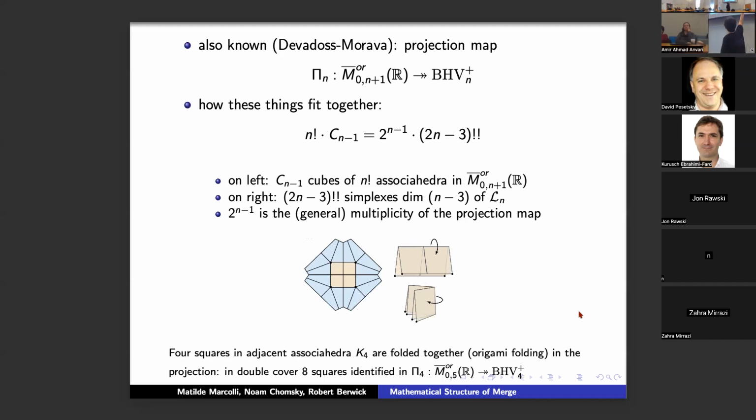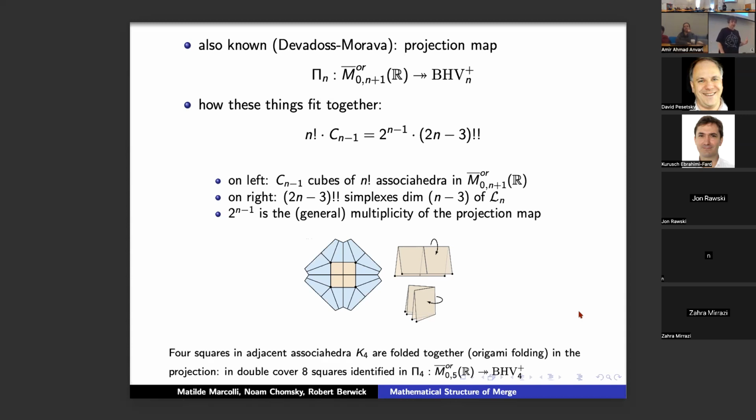The right-hand side, the (2n minus 3) double factorial, is the number of non-planar trees on a given set of n labeled leaves. And this remaining 2 to the n minus 1 is how much ambiguity you have in this projection. So it's how many things you are identifying together when you project down from the left to the right. And they are exactly these foldings that you are doing. You have 2 to the n minus 1 things that go together when you fold these cubes together. So the point of this is that this is a convenient geometric thing.